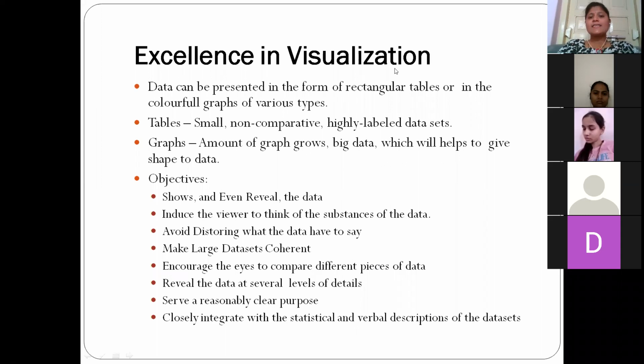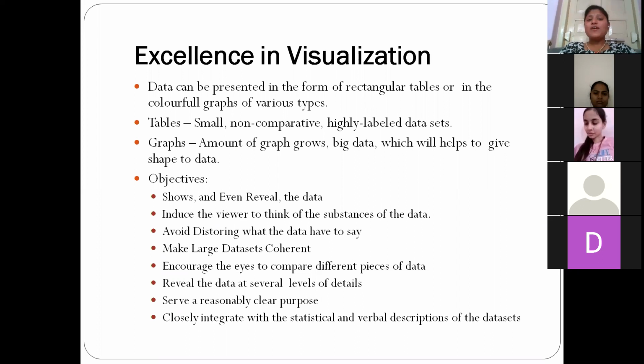Next is excellence in visualization. How excellently we can visualize the data. Data can be presented in the form of a rectangular table or in colorful graphs of various types. Rectangular table means you can draw tables. In that table, you can show your data, or you can use colorful graphs and show your data using those graphs.